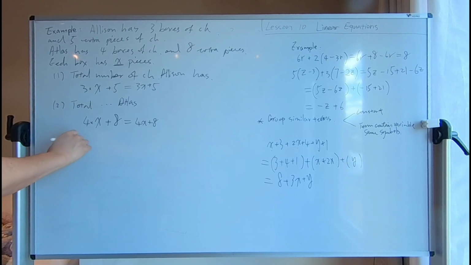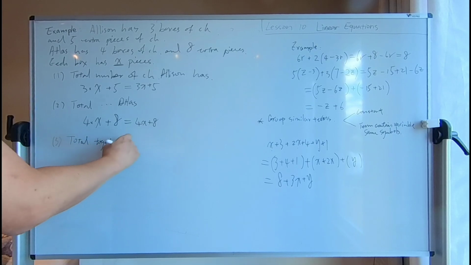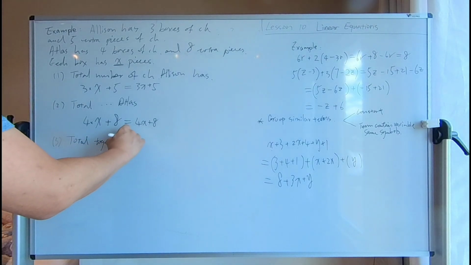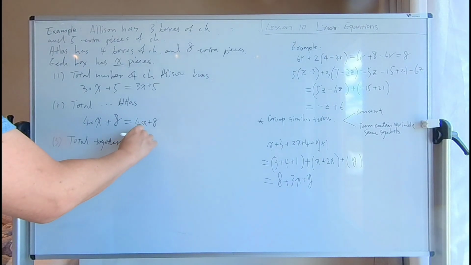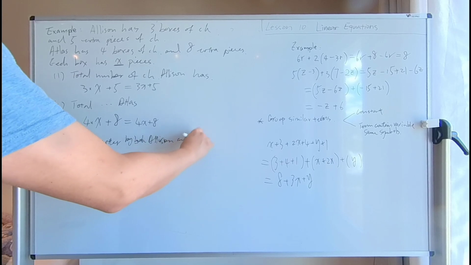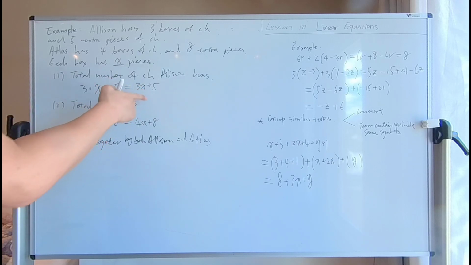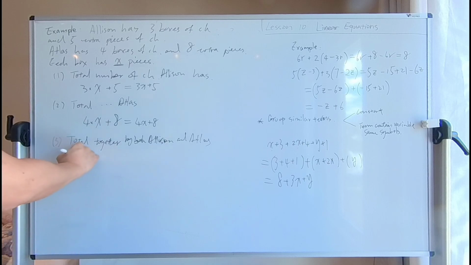And then last, I want to know how many chocolates there are altogether, by both Allison and Atlas. Basically, how many chocolates in total. So I can either redo this from the original question, or I can take the sum of the known conclusions from step 1 and step 2. Right? That means I already know how many Allison has, and I know how many Atlas has. I just need to take the sum.